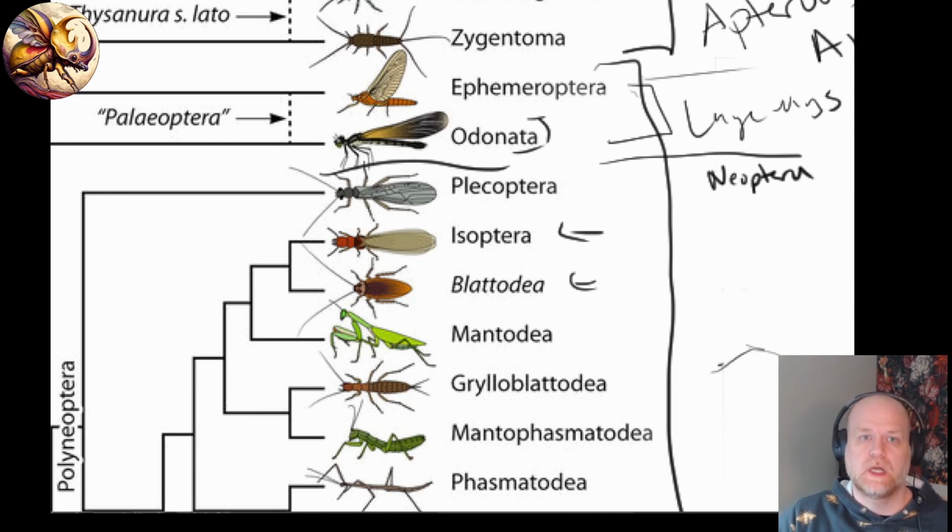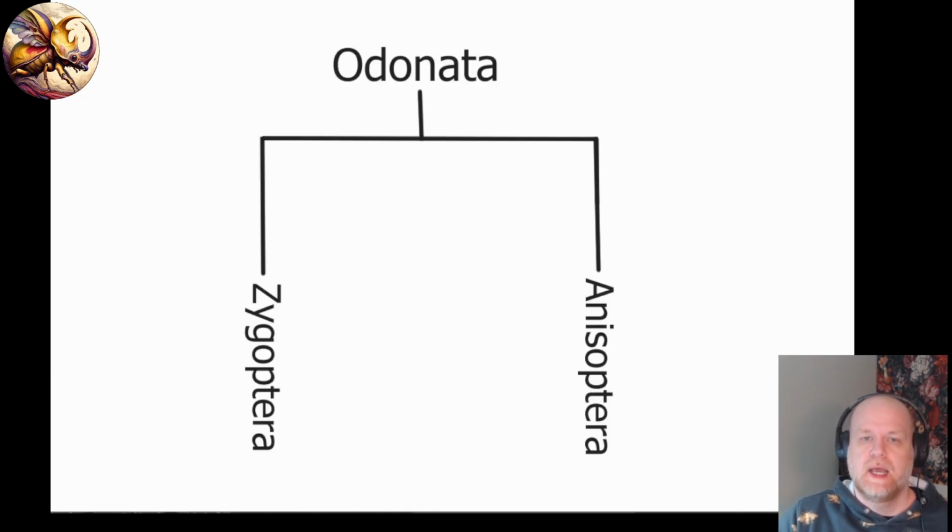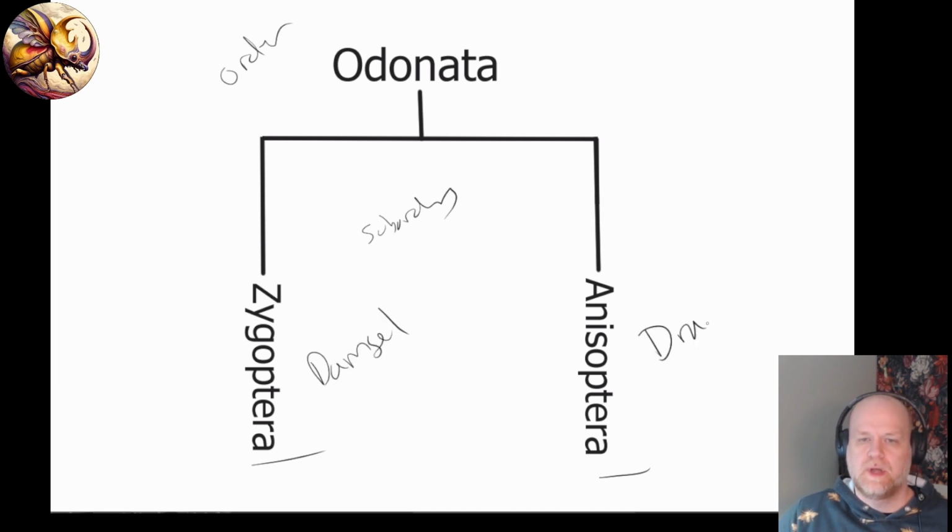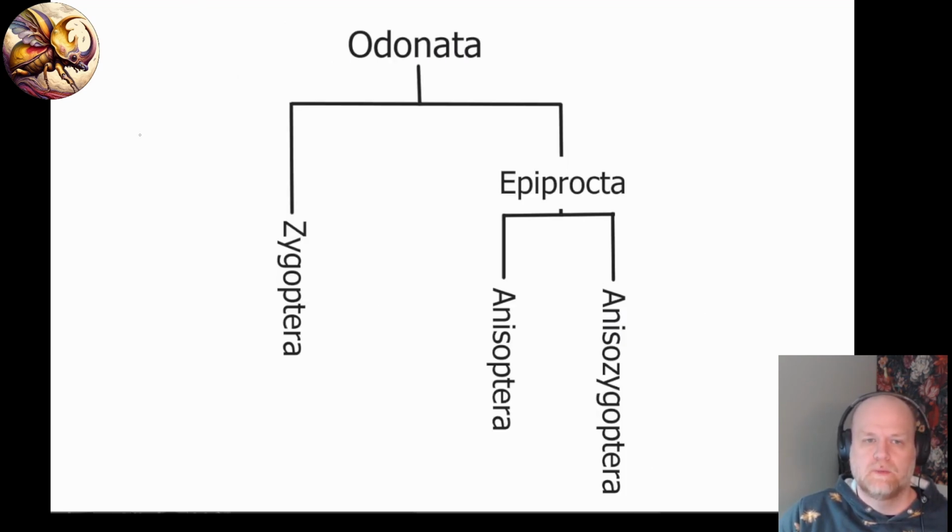So now that we're talking about the dragonflies and damselflies, this is kind of the old cladogram for what we used to consider the evolution of the dragonflies and damselflies. So this is order Odonata, and there were 2 suborders, basically. You had the Zygoptera and the Anisoptera. The Zygoptera were the damselflies, and the Anisoptera were the dragonflies. And this is how I learned it.